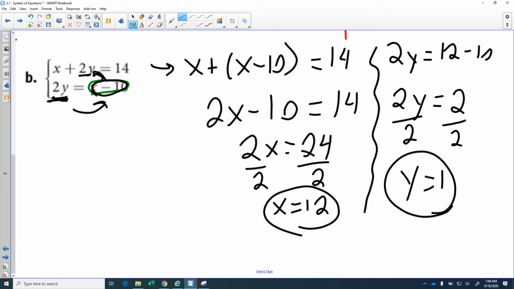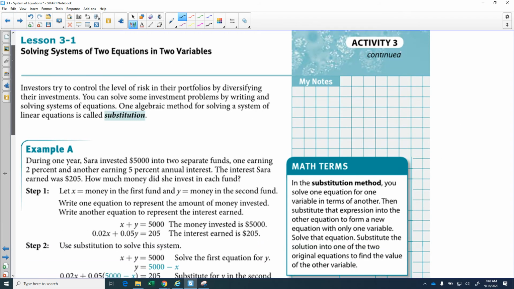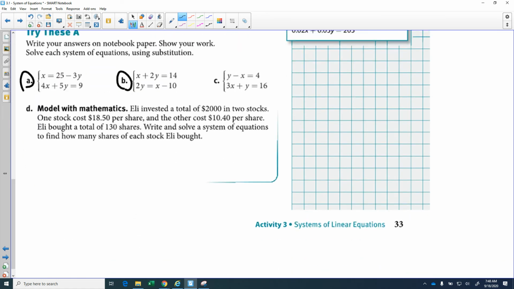But before we go on there, let's talk about a different situation. Let's say we have a problem where we're not given a good substitution. Sometimes you actually have to put a little bit of work in before you can solve this out. So we'll go back to the other page and talk about letter C now. This is the first problem where we're not given a great situation.